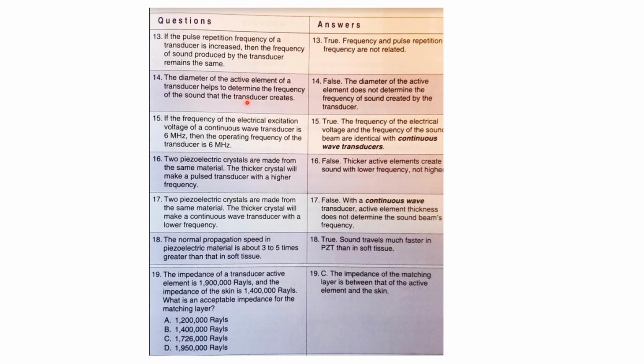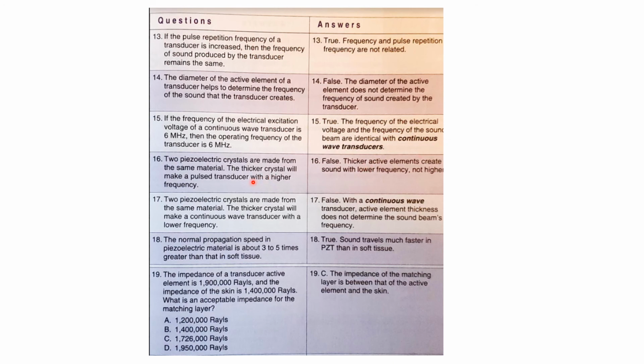The diameter of the active element of the transducer helps to determine the frequency of the sound that the transducer creates. That's false. The diameter does not determine the frequency of the sound created by the transducer. This is the active element. 15. If the frequency of the electrical excitation voltage of a continuous wave transducer is 6 megahertz, then the operating frequency of the transducer is 6 megahertz. That's true. This is true only for continuous wave transducers.